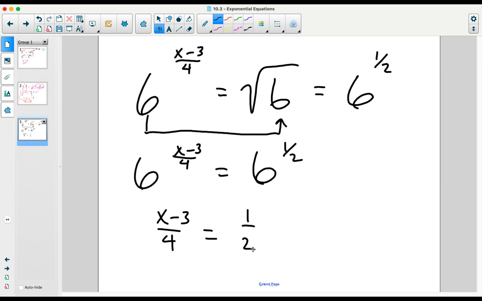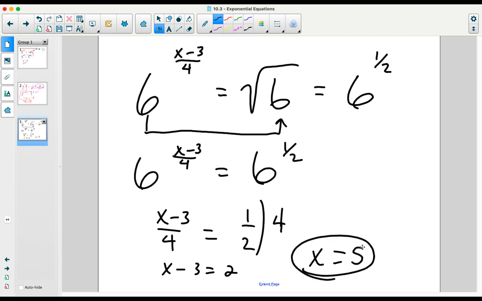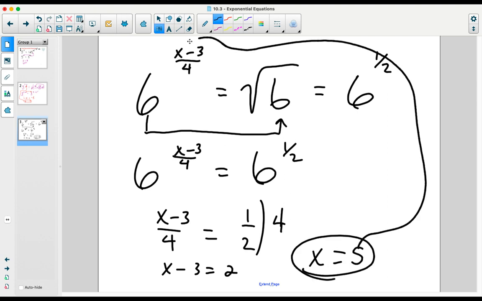Whichever strategy you want to use to solve this, I prefer multiplying by the common denominator to clear out the fractions. That leaves me with x minus 3 is equal to 2. Therefore, x is equal to 5. Substituting that back in, this power becomes 2 over 4, which is the same as a 1/2, and those are equal to one another. So again, making the bases the same.